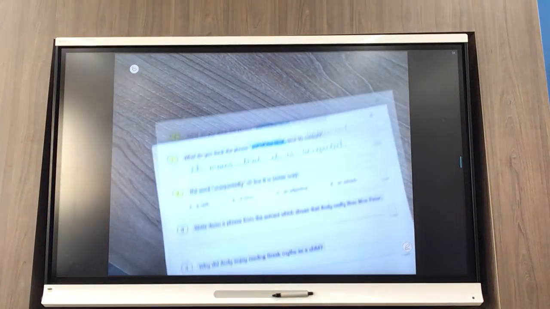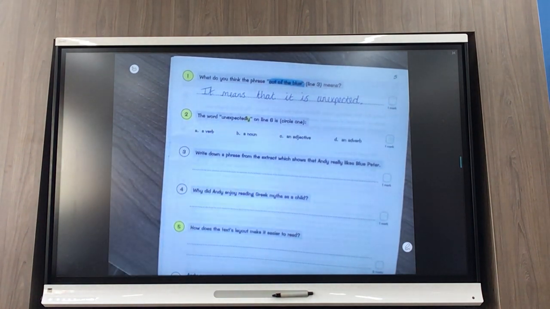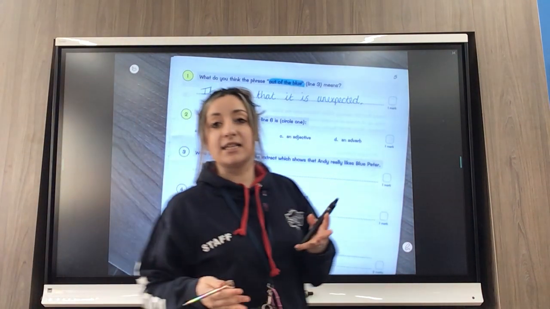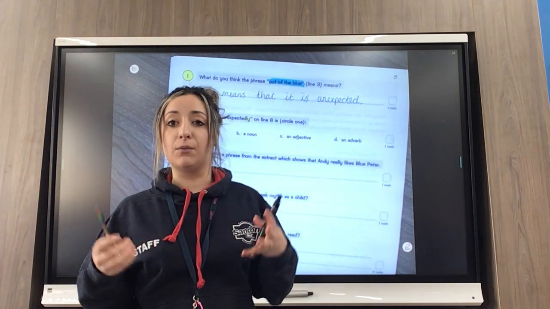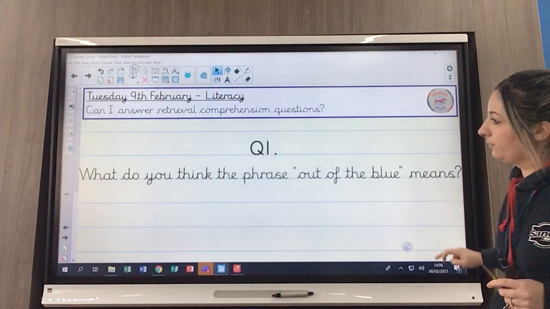Okay, now moving on to question 2. It says question 2, the word expectedly on line 6 is what? And this comes back now to our word classes. So what does each word mean? What sort of word class is it? Let's go onto the board so we can see.